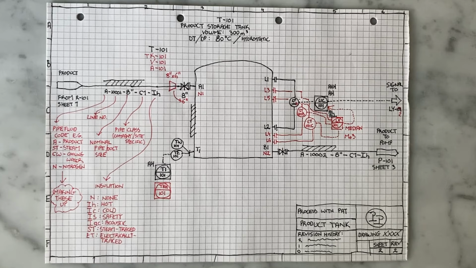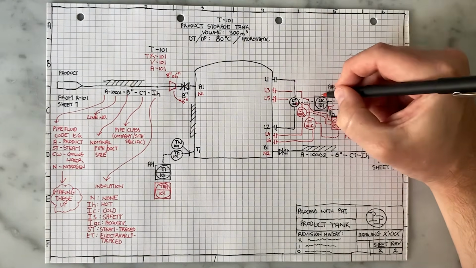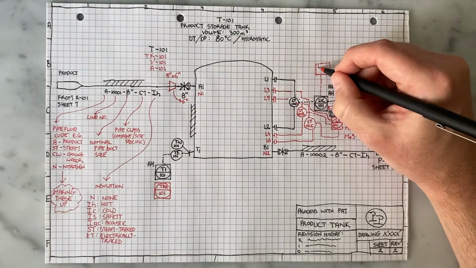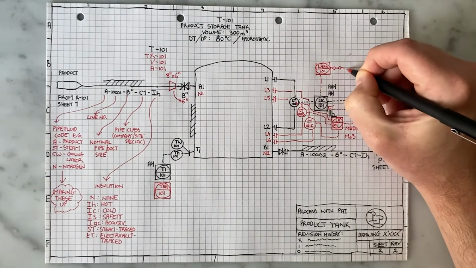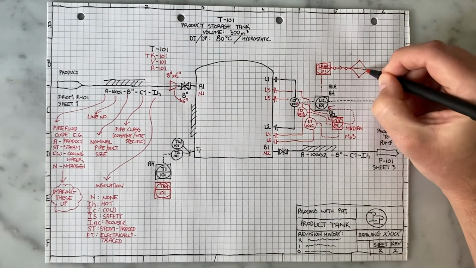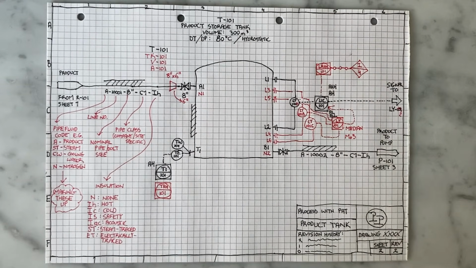Instead, they'll show a completely separate block to show the high-level trip, like I'm about to show you now in red as an option. I draw a dotted line from the level indicator controller to another block, which I label LAHH, level alarm high high 101, and I show that instead of a dotted line, now I have a digital line denoted by what looks like a string of beads to a diamond with I4 in it. The 4 I've made up. The I stands for interlock.